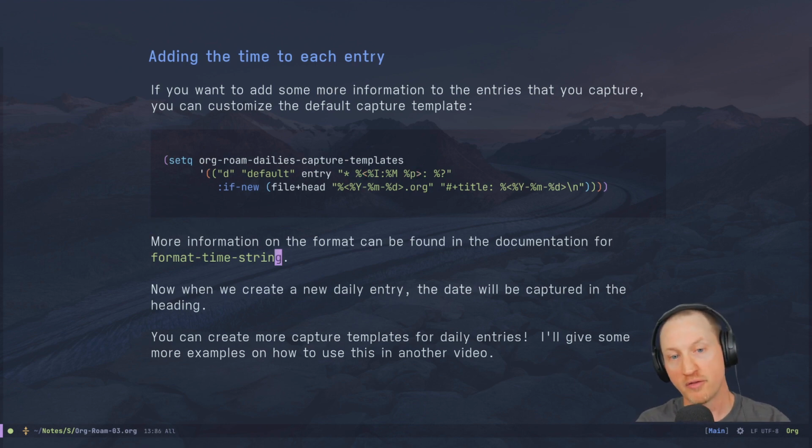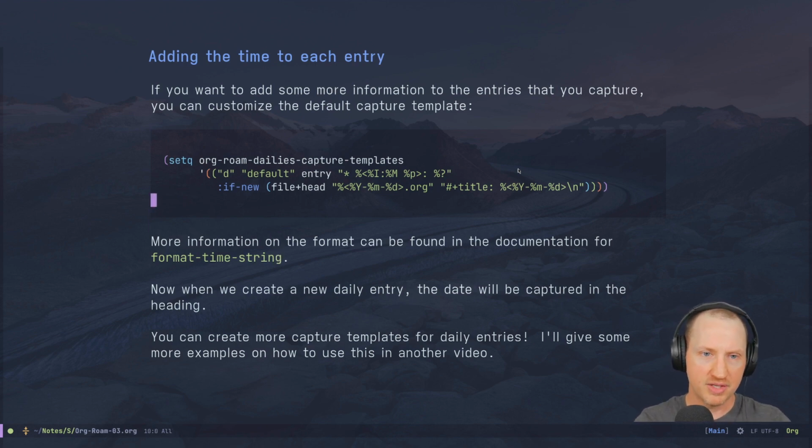So more information on the format for this can be found in the format-time-string documentation. If you use describe-function or Control-H F and look up format-time-string, it will tell you the format strings you can use for that. But that part only works inside of these brackets. So everything else is dictated by the documentation about template expansion for org mode.